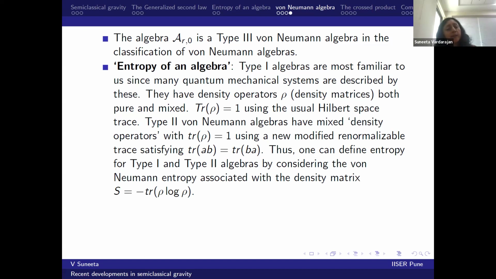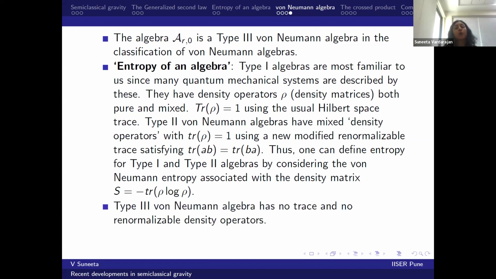Now, what is the advantage of having these types of density matrices? Well, the moment you have a density matrix, you can always write its von Neumann entropy as minus trace rho log rho. So both in the case of type 1 and type 2 algebras, I can define an entropy associated with the algebra. And this entropy will, of course, depend on the state of the fields. So the dependence on the state is in rho, and the entropy would be minus trace rho log rho.